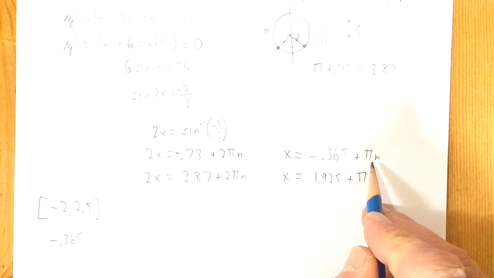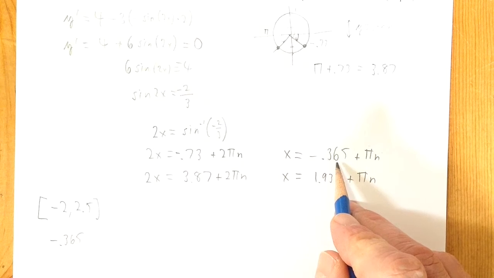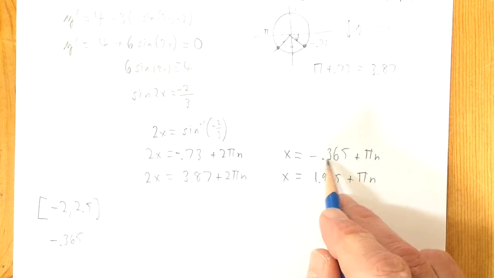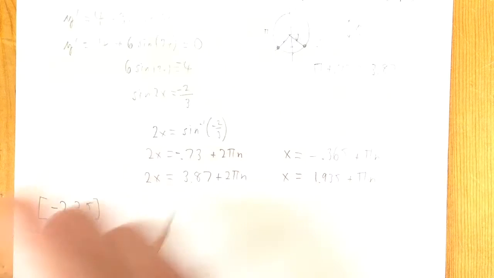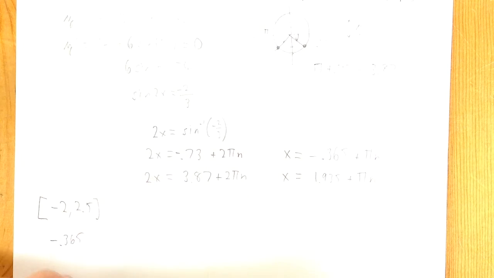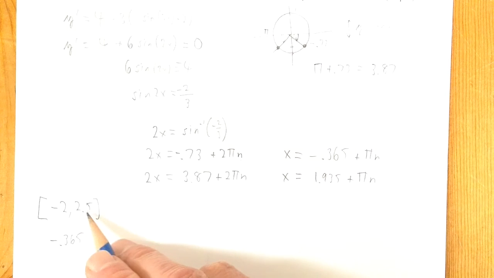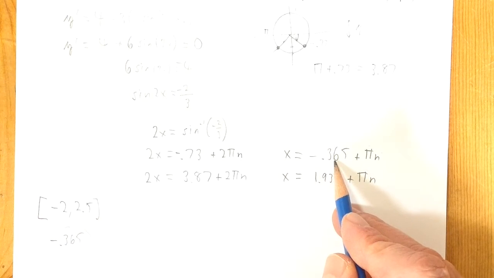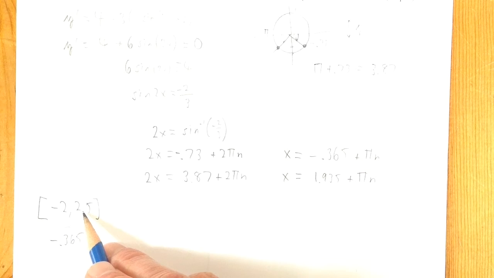How about if we add pi to negative 0.365? So n equals 0 gives us negative 0.365. N equals negative 1 is too far, that's negative 3.4 or something. How about adding pi? 3.14 minus 0.365 equals 2.775. That doesn't fit. So this first equation only gives us one, negative 0.365, because if we add pi to that, it's over 2.5.